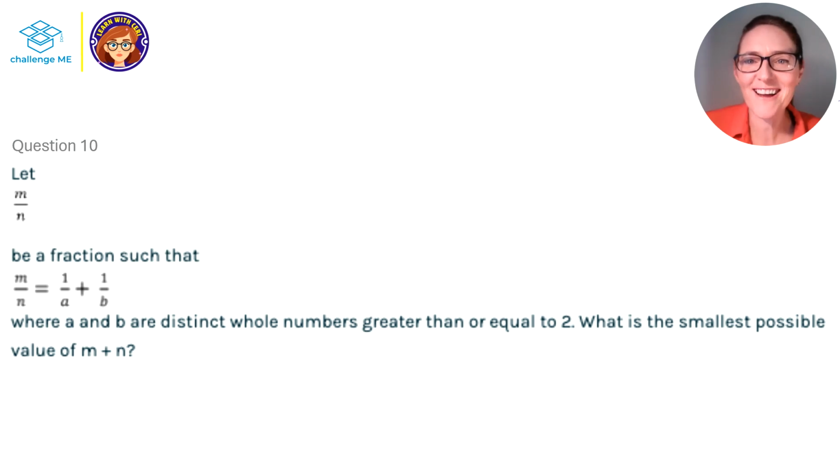So let's have a look at a fractions question. We've got to let m over n be a fraction such that m over n is equal to 1 over a plus 1 over b. And a and b are distinct whole numbers greater than or equal to 2, so they're not the same as each other. What is the smallest possible value of m plus n? My approach to this one is to think backwards really, and I would ideally like m plus n to be 1 plus 2. Is that even possible though?